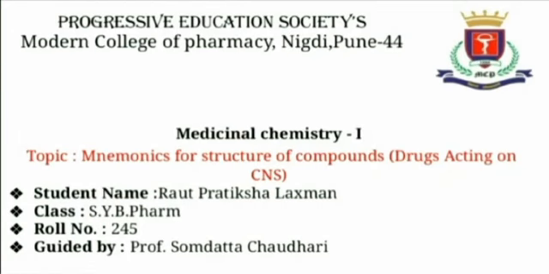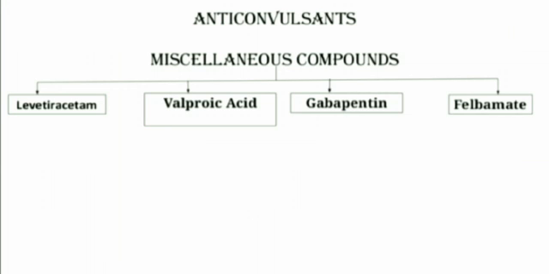Today we will study the topic mnemonics of structure of compounds, in which we study the drugs acting on the CNS. So in drugs acting on CNS, there are many categories of drugs. One of them is anticonvulsants. In anticonvulsants, we study the miscellaneous compounds, for example levetiracetam, valproic acid, gabapentine and felbamate.